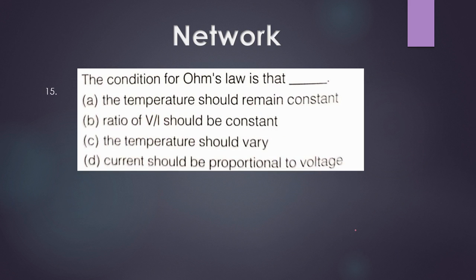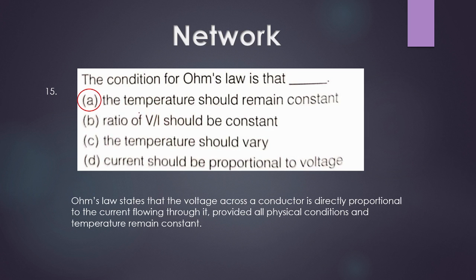So coming to the next question. The condition for Ohm's law is that, what is the condition? Let's see what the answer is. The answer is the temperature should remain constant. Ohm's law states that the voltage across a conductor is directly proportional to the current flowing through it, provided all physical conditions and temperature remain constant. These are the two important conditions which should remain constant for validity of Ohm's law. So the answer will be option A.